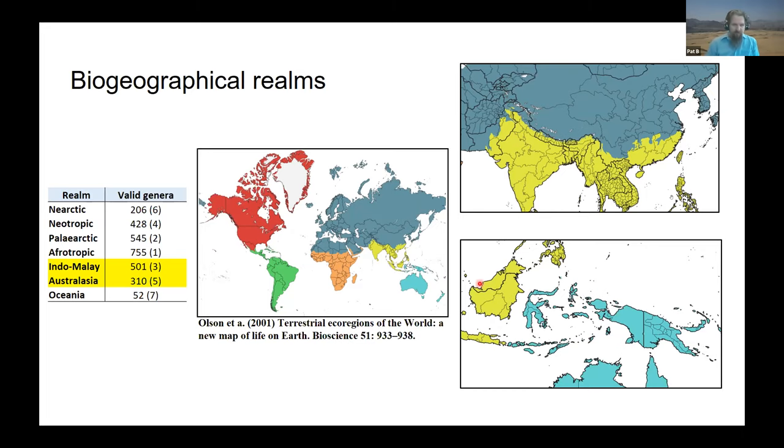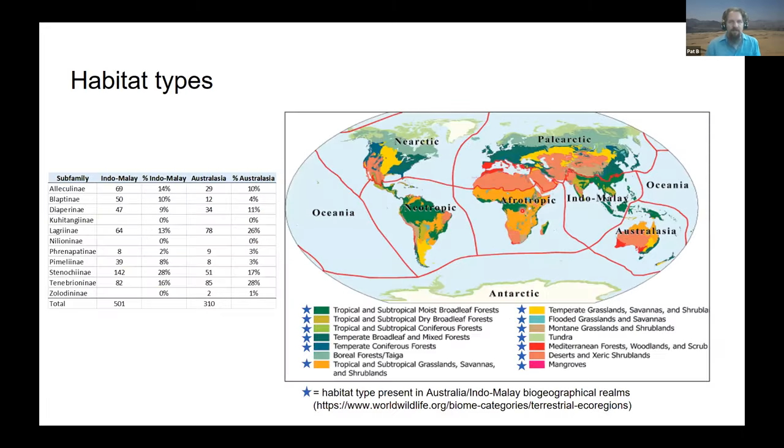And one of the reasons why this is a cool way to look at the diversity is because each of these realms are subdivided into ecosystems. And I put a blue star between each of the ecosystems that are present in these two realms. And actually, these two realms cover most of the ecosystems, just not boreal forest and taiga, but all the other ones are included in here, including the tundra. Some of the islands south of New Zealand include some of those ecosystems.